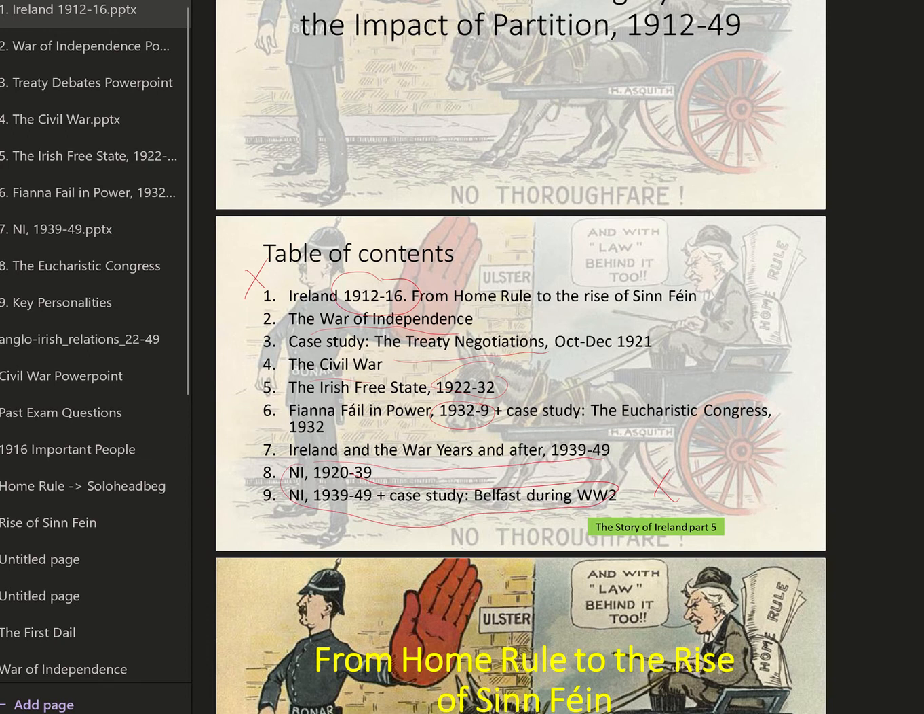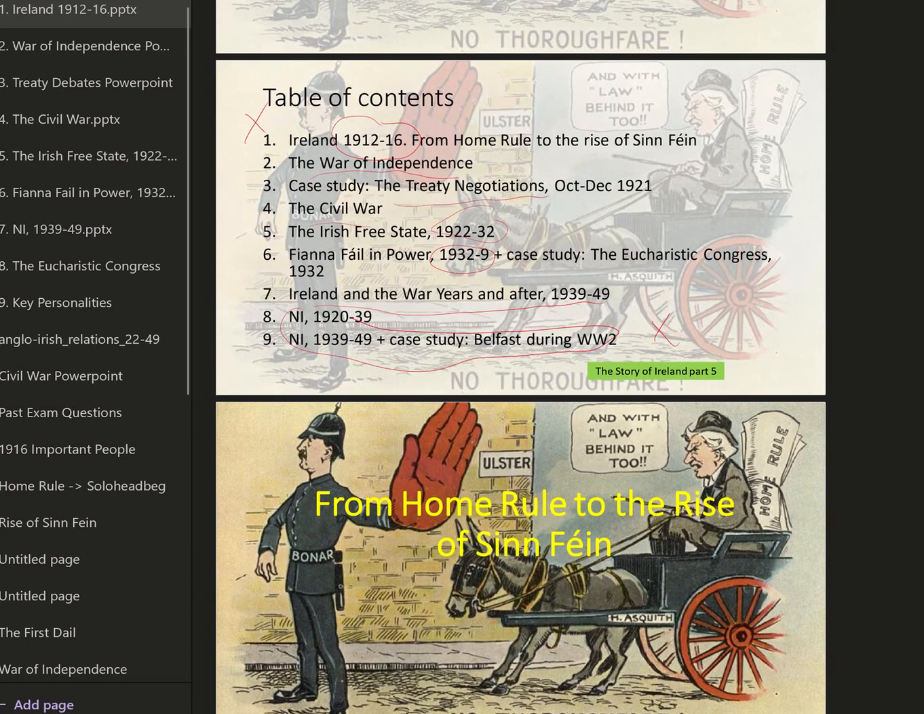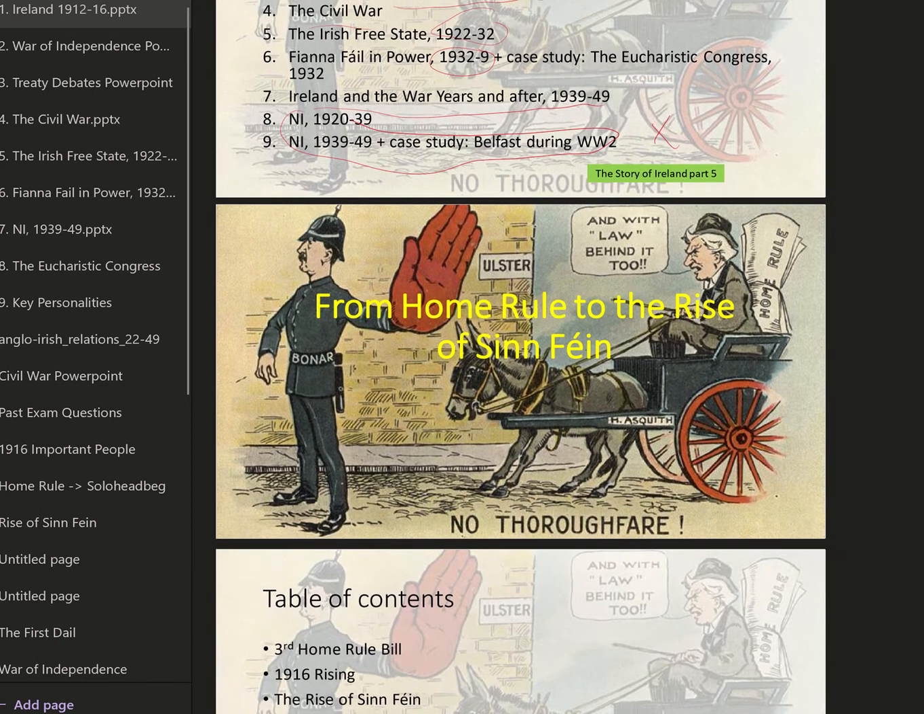Remember, Northern Ireland comes up a lot, guys, in the exam. They're not the most enjoyable topics, but it does come up a lot. That's separate from Northern Ireland; we're doing it as its own course. What we're going to be looking at today, guys, is from Home Rule to the rise of Sinn Féin. How do we get from a promise of Home Rule to Sinn Féin coming from nowhere and doing so well in the election of 1918?